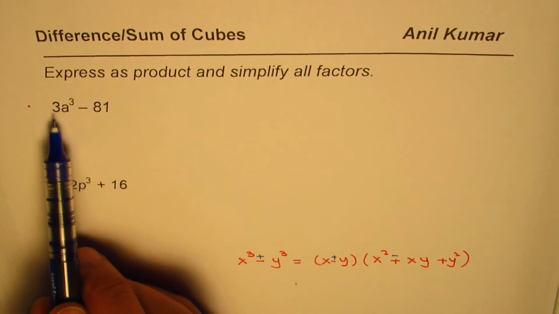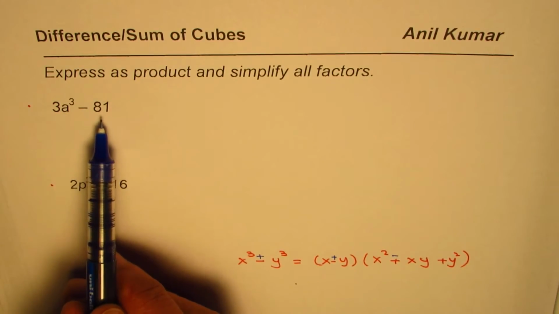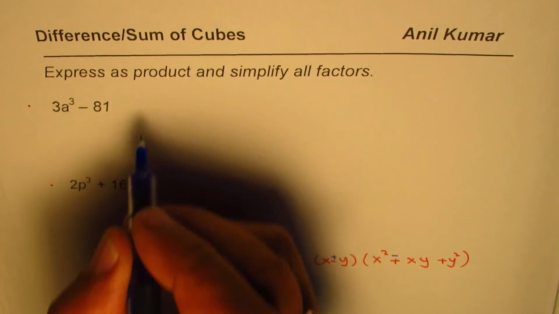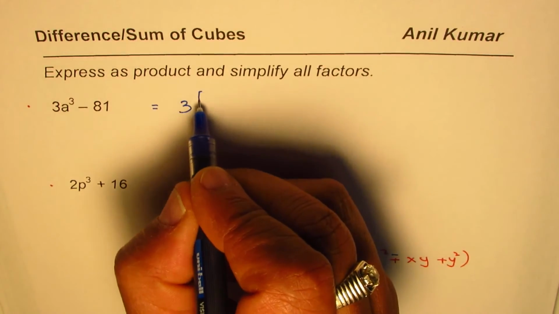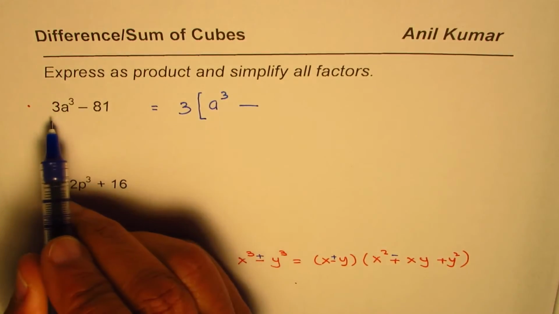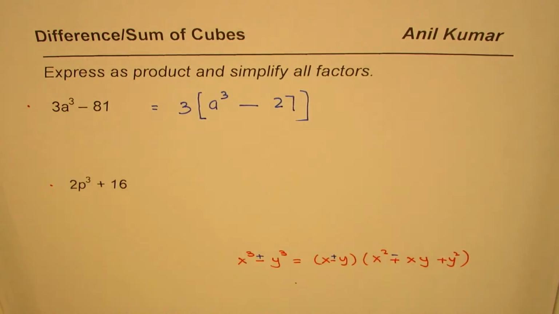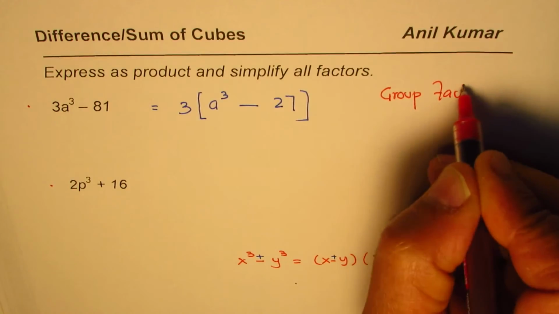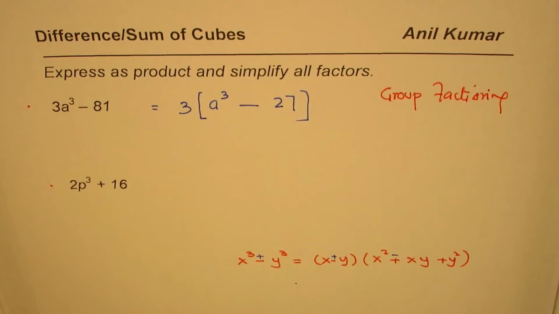Now here we are given 3a cube minus 81. Now 81 is not a cube of a whole number, nor is 3. But if I take a common factor, we could write this with 3 as a common factor. So we'll do group factoring at the first stage. We get a cube minus 81 divided by 3, which is 27. Do you see that? So at first stage, we have done group factoring. So these questions may involve a variety of factoring skills which you have learned so far.